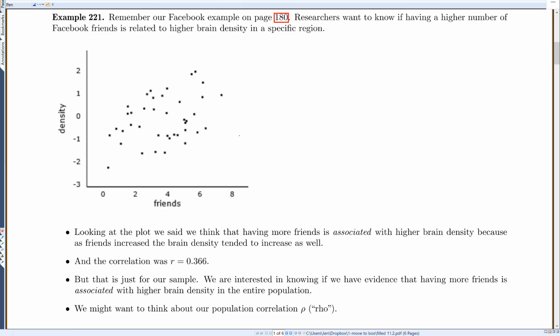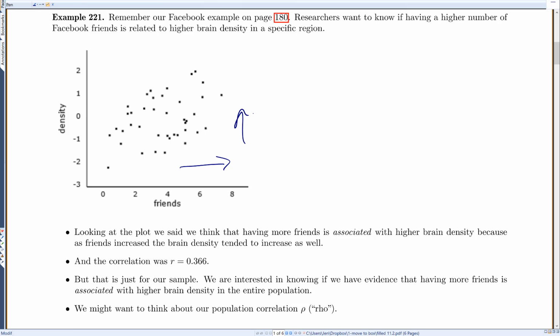So let's remember our Facebook example that we did in our last section. Researchers wanted to know if having a higher number of Facebook friends is related to higher brain density in a specific region. So here was our plot. We already looked at it. We said, it looks like having more friends is associated with a higher density. As friends goes up, density also seems to go up. We like to use the word tend there. We're not saying cause and effect, but we're saying, friends goes up, density also tends to go up.